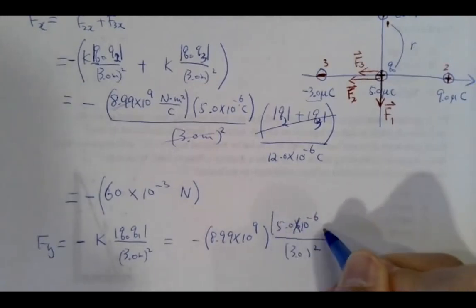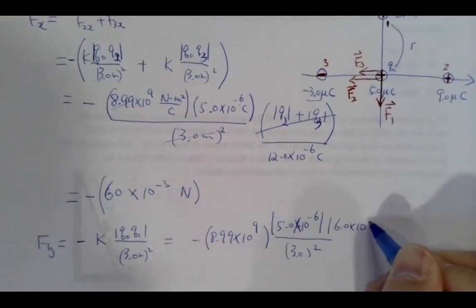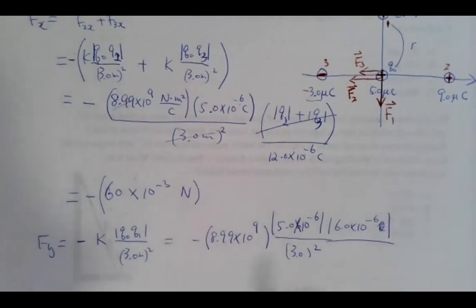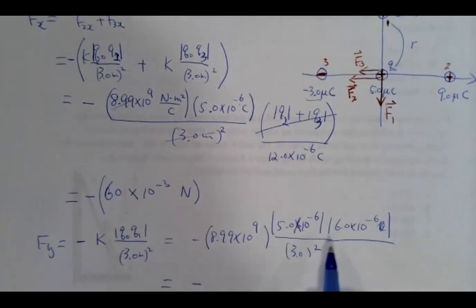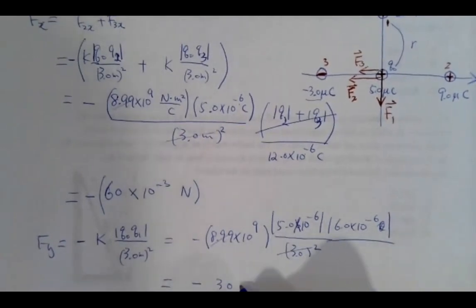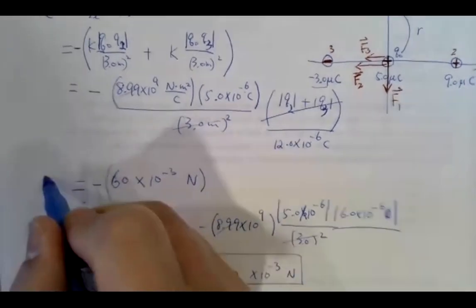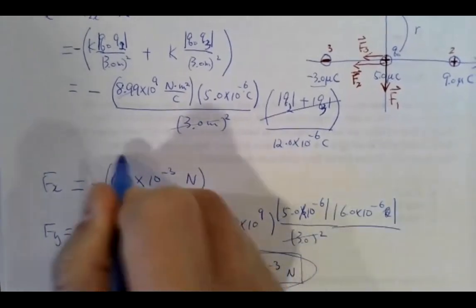So square, 5.0 times 10 to the minus 6 for Q0, and then Q1 is 6.0 times 10 to the minus 6 again in coulombs. That'll be negative of, so again that will cancel out that, so 30 times 10 to the minus 3 newtons. That's the y direction. So this is your x component, this is your Fx, this is your Fy, y component and x component.